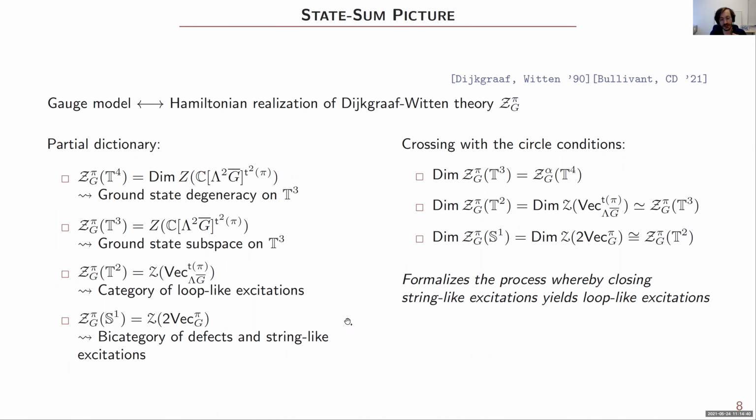With all these preliminaries, I can now tell you about the main result, which has to do with the crossing with the circle conditions. Remember that these are conditions that relate the quantum invariant associated with the manifold to the quantum invariant associated to the manifold after crossing with the circle. The first one is obvious: the dimension of the vector space assigned to the 3-torus is the number associated to the 4-torus. The second one is analogous to what we had in 2D: the dimension of the category assigned to the torus gives us the vector space assigned to the 3-torus. So it's all nice. But the last one is really the interesting one.